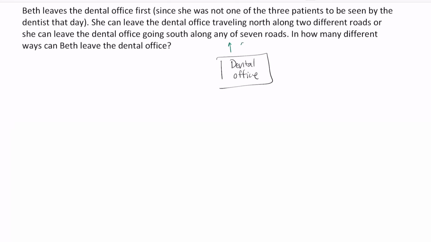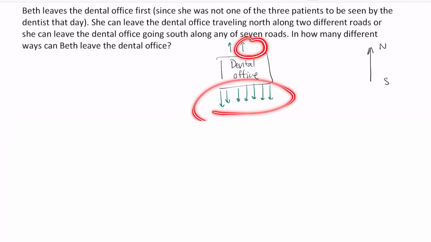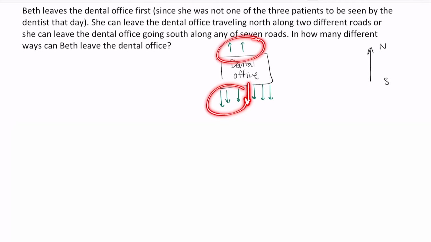She can go north in 2 ways, and just to get our bearings, this is north, here's south. And Beth can leave south 7 ways. 1, 2, 3, 4, 5, 6, and 7. If she goes this route, this will have no effect on the other routes. And in fact, she won't even need to use those routes. If she goes this route, she's left all these other routes unused.